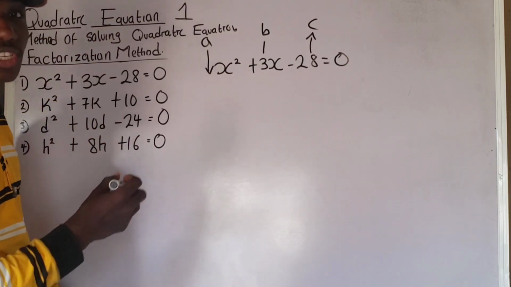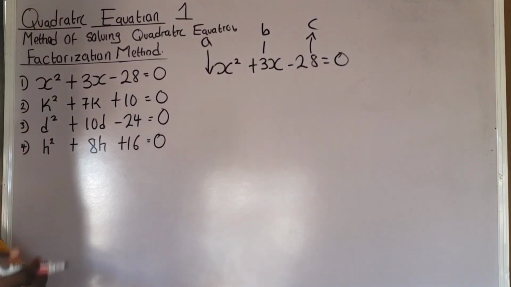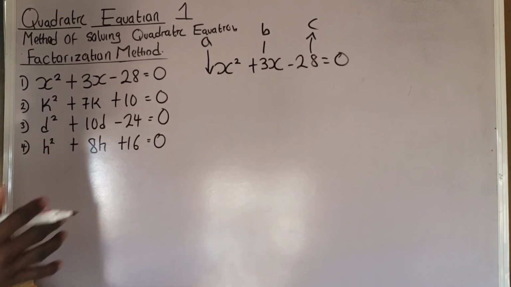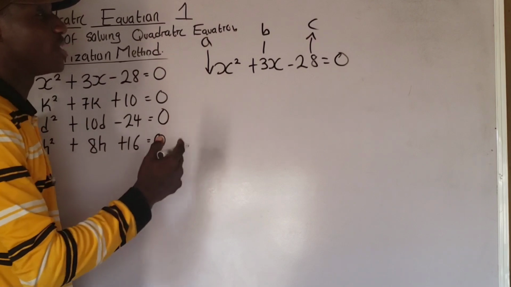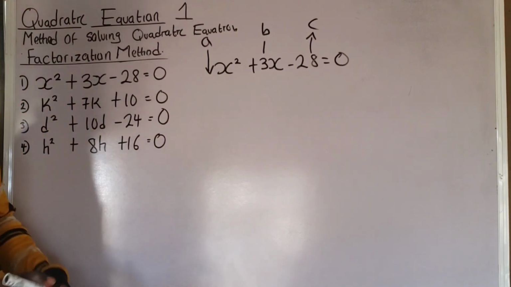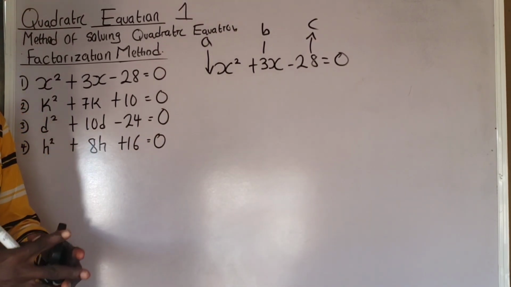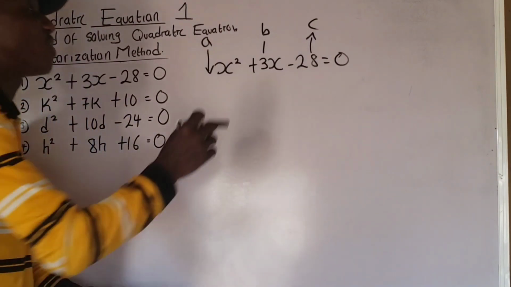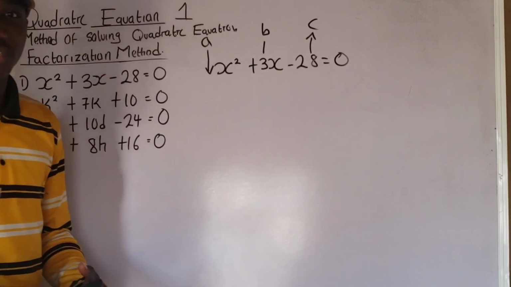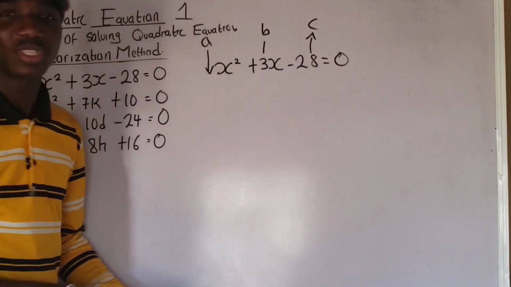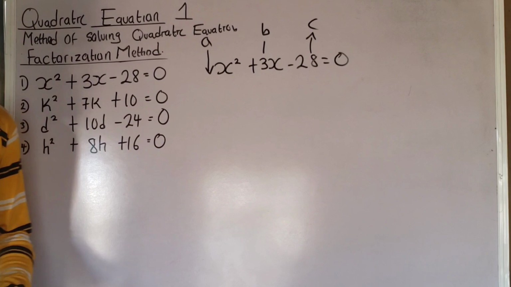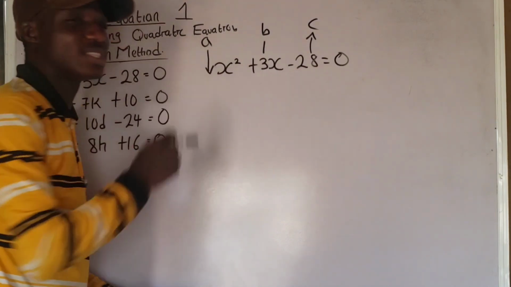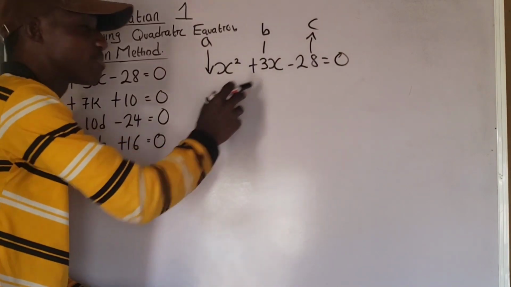All this we discussed in our previous class. So if you missed the first class, kindly check the description of this video, and you are going to see some links there. Click on those links to watch other classes. Now, the first step is that we are going to find two numbers such that when we take their product, we get the value of c, and when we add them, we get the value of b. B is 3, c is negative 28. So think very fast: what two numbers have a product of negative 28 and a sum of plus 3?